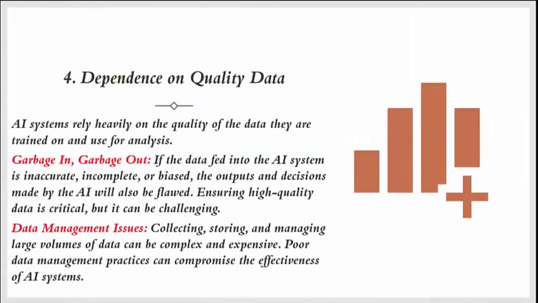4. Dependence on quality data. AI systems rely heavily on the quality of the data they are trained on and use for analysis. Garbage in, garbage out. If the data fed into the AI system is inaccurate, incomplete, or biased, the outputs and decisions made by the AI will also be flawed. Ensuring high-quality data is critical, but it can be challenging. Data management issues. Collecting, storing, and managing large volumes of data can be complex and expensive. Poor data management practices can compromise the effectiveness of AI systems.